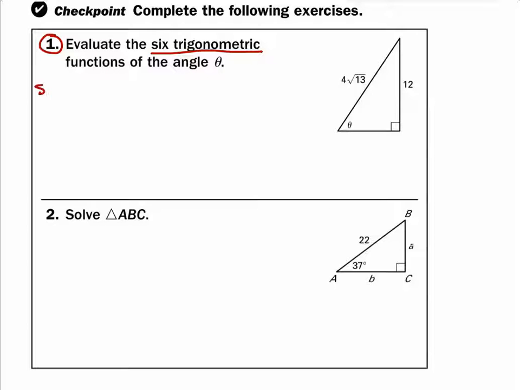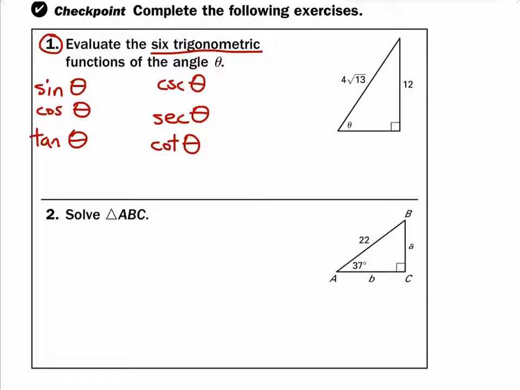So we want to know what the sine of theta is, what the cosine of theta is, what the tangent of theta is, what the cosecant of theta is, what the secant of theta is, and what the cotangent of theta is. So basically, you've got to fill in these kinds of blanks. Would have been more helpful if they had just told you that more directly.